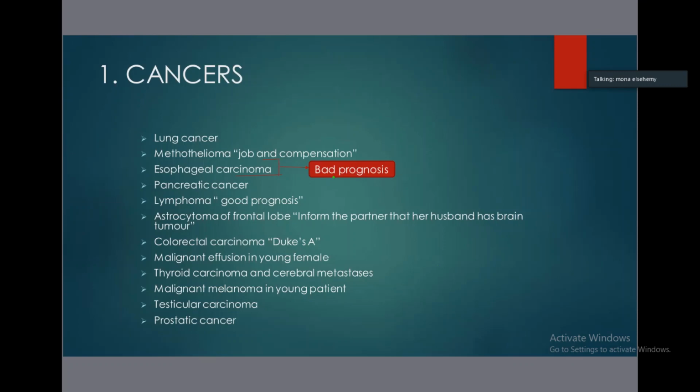Testicular cancer and prostatic cancer, as I mentioned, are our two good prognosis cancers. These are the common cancers appearing in the PACES exam. And most of them involve breaking bad news about cancer, and end of life care, and these are separate issues that we are going to discuss separately, terminal disease or incurable disease.